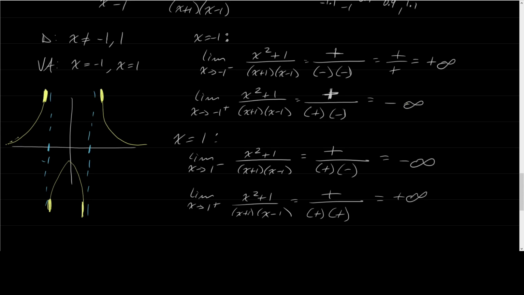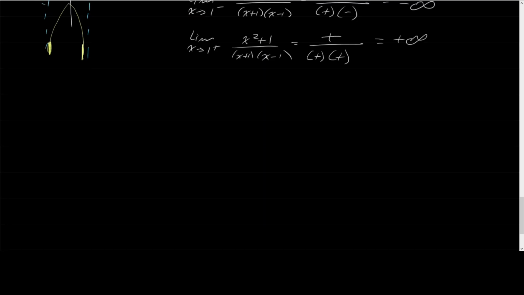Let's look at a similar example. So that was B. C. So let's say that I have f of x being equal to x plus 1 over x squared minus 1.